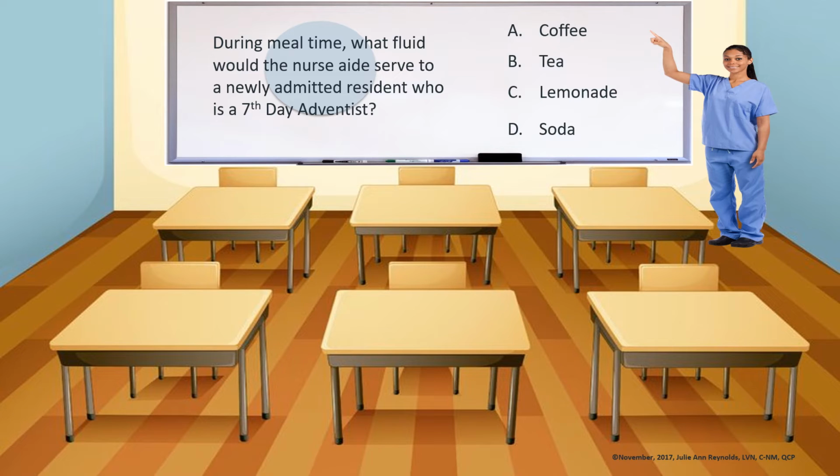Looking at these answer choices, I can immediately eliminate answer choices A, coffee, B, tea, and D, soda. Why? These answer choices are similar as these beverages contain caffeine. The answer choice C, lemonade, does not contain caffeine. Therefore, answer choice C is different from the others because it does not contain caffeine. If you chose answer choice C, lemonade, you are correct. Good job.